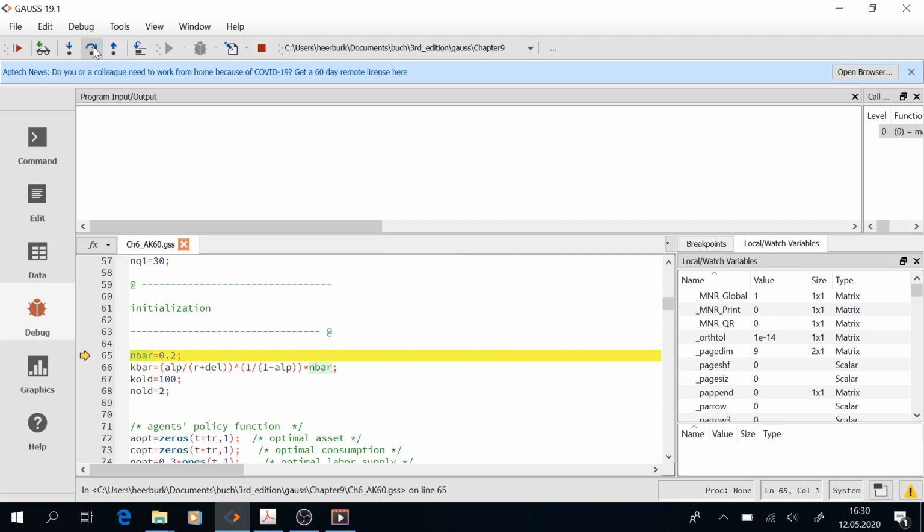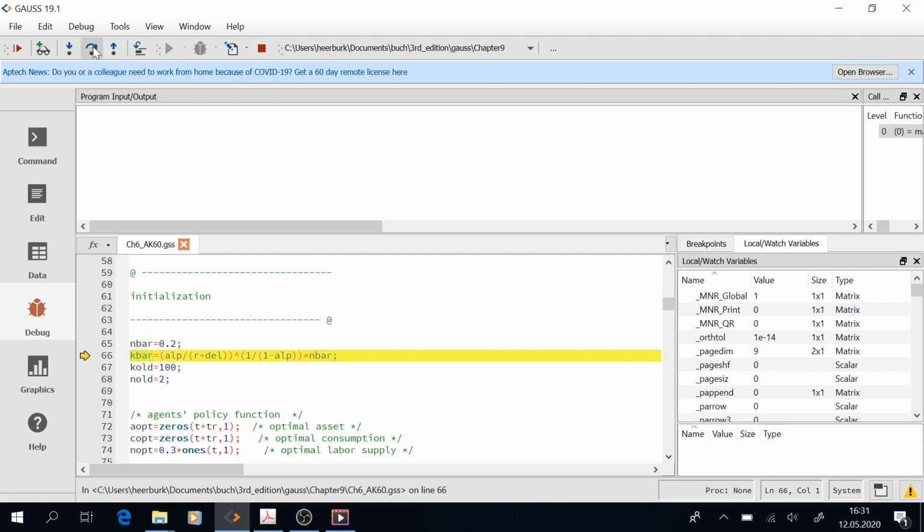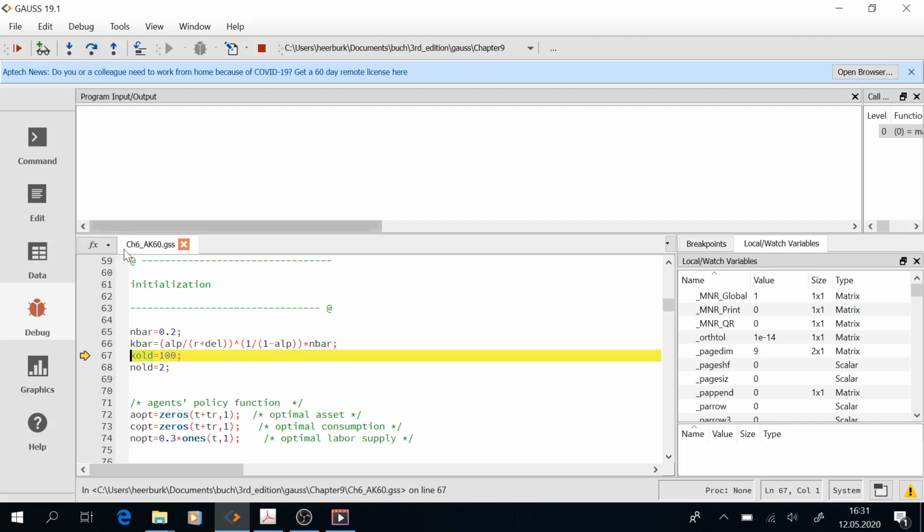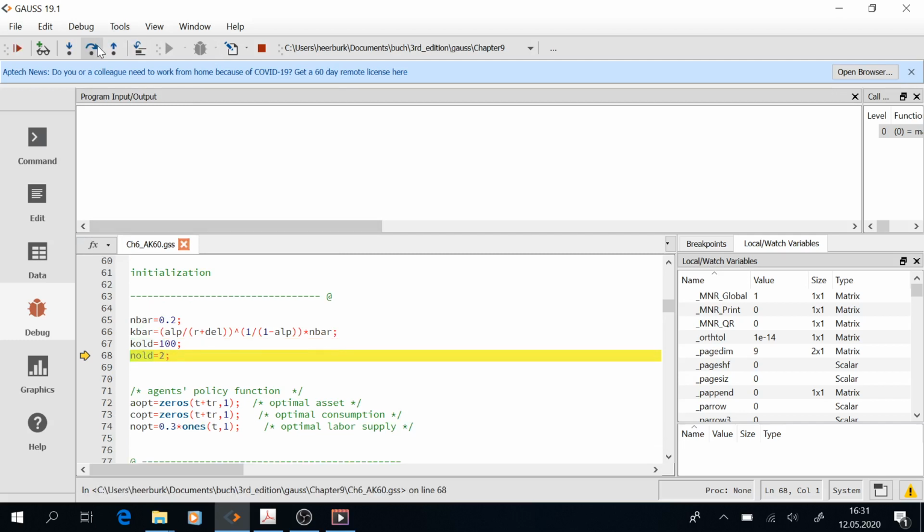The initial value of the aggregate labor supply, which we abbreviate here by n bar, is equal to 0.2. And this provides a guess of the initial capital stock. So the initial capital stock is 0.828. We provide initial values k old and n old, which are just used as input into our accuracy measure so that our algorithm does not break down after one iteration.